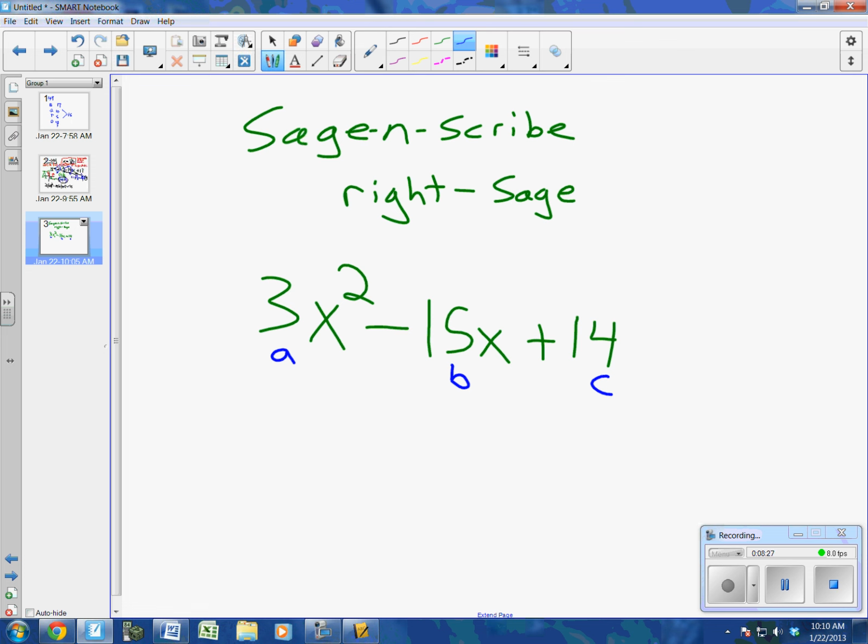Okay, so the number by x squared is a. The number by the x is b, and then c. My formula is negative b over 2a. So I plug this in. Opposite of b. Well, the opposite of negative 15 is positive 15. A is 3. 2 times 3 is 6. 6 will go into 15 2.5 times. There's x. Everybody got that?